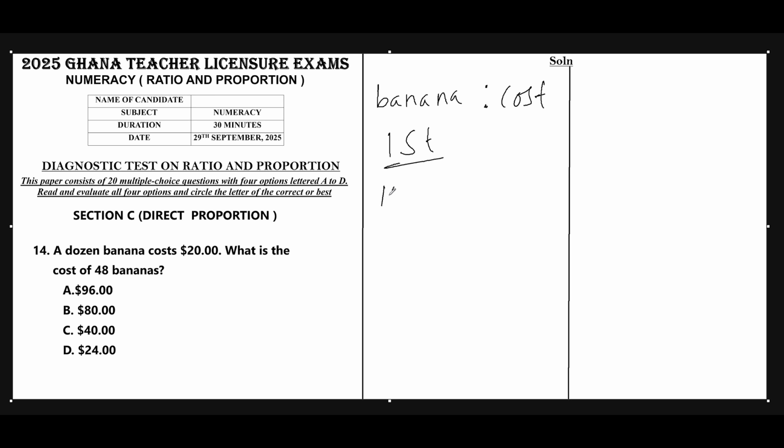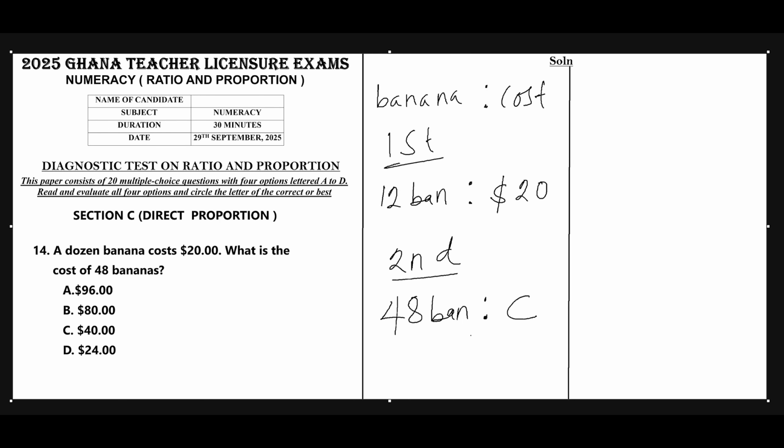So we have 12 bananas coming at a cost of $20. Now the second instance, we are to find the cost of 48 bananas. So meaning that the number of bananas here is 48. But then we don't know the cost. So let's represent the cost as C.